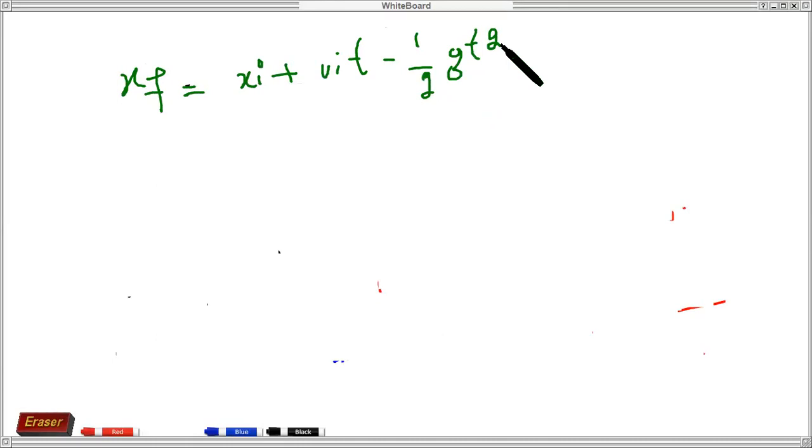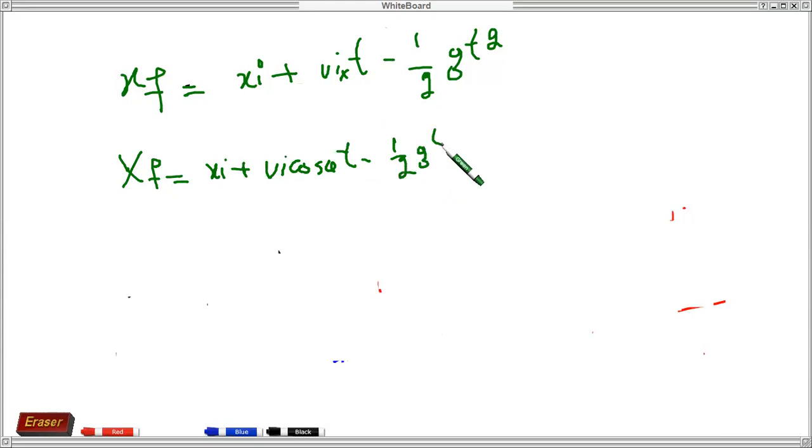We can write for projectile motion in the horizontal direction: xf is equal to xi plus vix t, and vix is equal to vi into cosine theta, multiplied with t, minus 1/2 g t square. Okay, great.